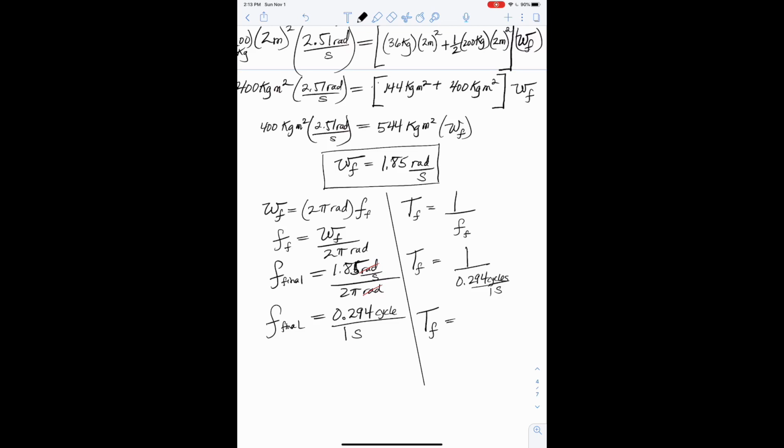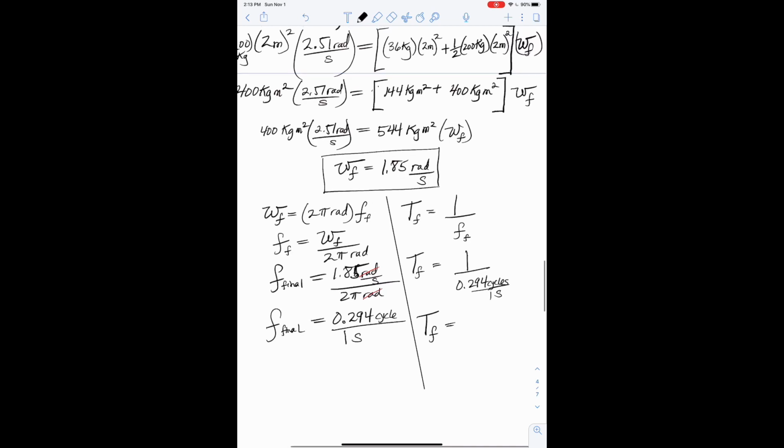All right, so we have 1 divided by 0.294. I'm getting about 3.40 seconds. Technically, this is seconds per 1 cycle, or 1 revolution. Okay, so there's our final answer right there. And we are done. All right, let's try the next problem.